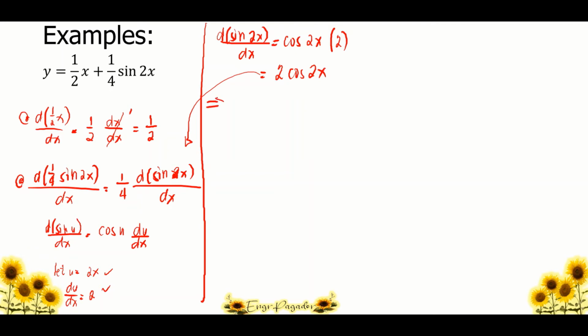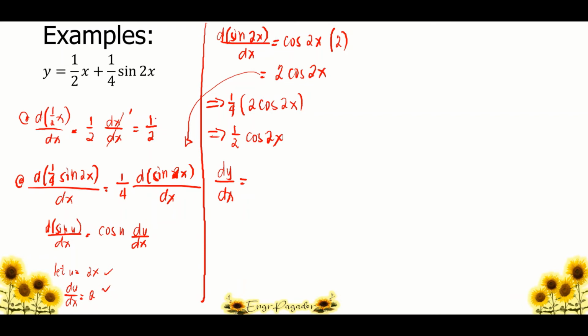So, we have your 1/4 and then the derivative of sine 2x, and that is 2 cosine 2x. So, if we are going to simplify this one, this will be equal to, so magiging 2 over 4 yan, so 1 half. 1 half cosine 2x. And then, since tapos na tayo sa pagkuha ng derivative ng first function and the second function, we now can get the derivative of the whole function, si dy over dx.